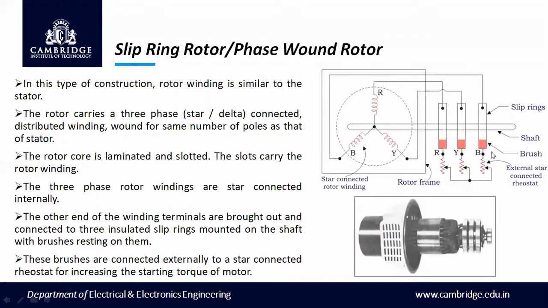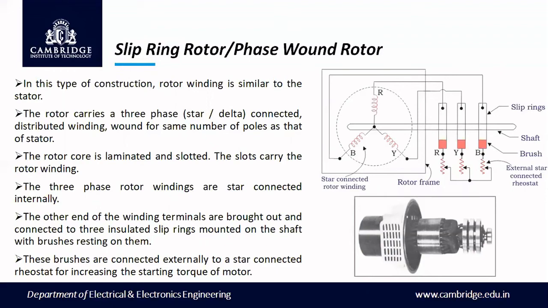These brushes are connected externally to a star connected rheostat for increasing the starting torque of the motor. By connecting a rheostat, we are adding external resistance. By adding external resistance, we can increase the starting torque, meaning at starting the torque of the motor can be increased. And when the starting torque of the motor is increased, we can increase the speed also here.